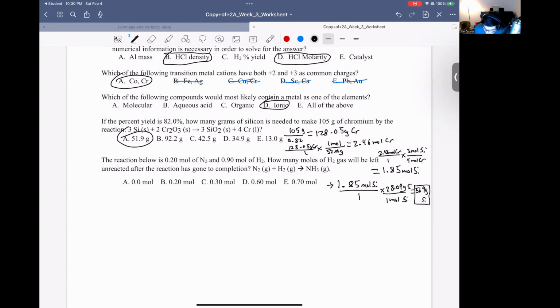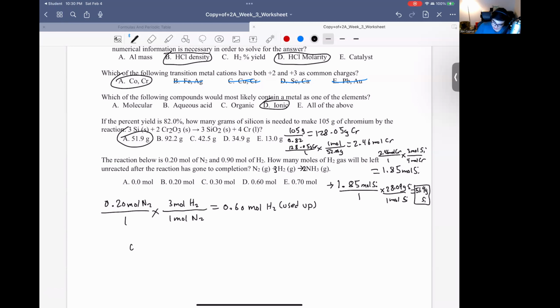So what I want to do is balance this, right? I'm going to put a 2 here, so I have 2 nitrogens on the right and on the left, and I'm going to put a 3 here. So I have 6 hydrogens on each side. All right, now I know nitrogen is the limiting reactant. So let's see how many moles of hydrogen I use up. For every 1 mole of nitrogen I use from our balanced equation, I use 3 moles of hydrogen gas specifically. So I end up using 0.60 moles of H2.